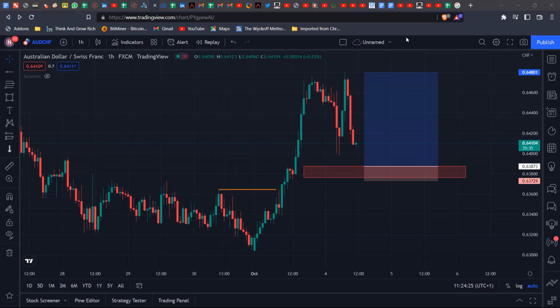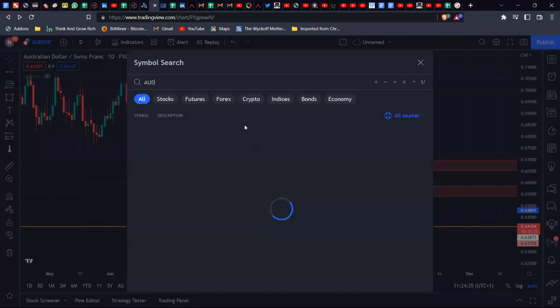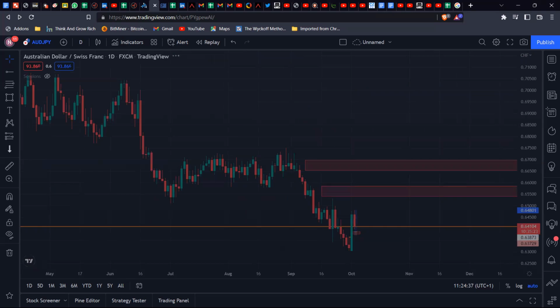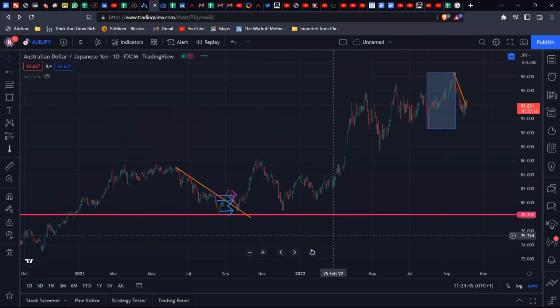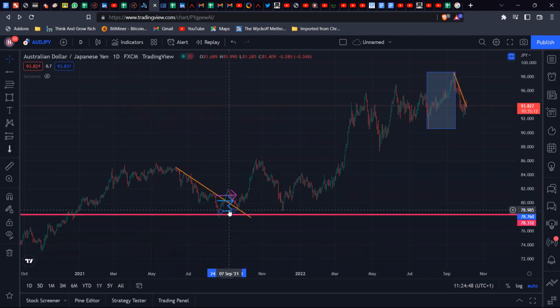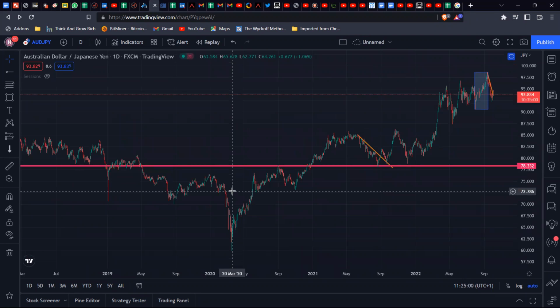Okay, so another pair I also want to talk about is the Aussie yen. Let's go to the daily chart and look at the Aussie yen. The Aussie yen is quite interesting in that price has been bullish in this one for the longest time. That's been the trend. You can see how price has been making higher highs and higher lows, anyway since like March of 2020.